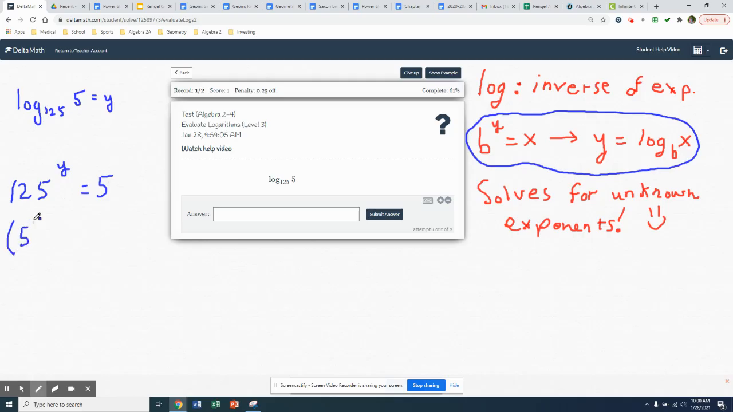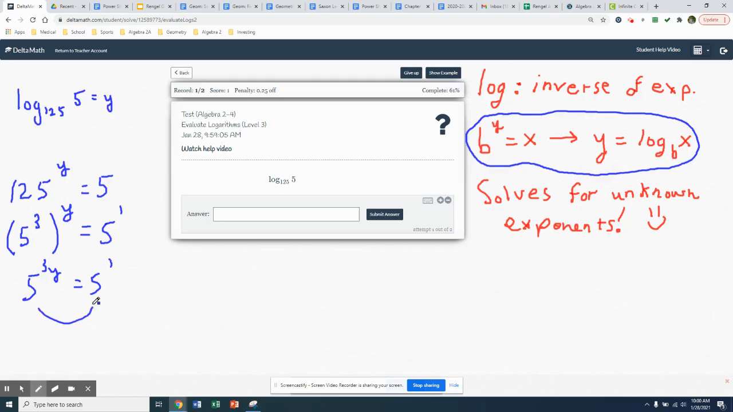So then I would have 5 to the third, to the 2y equals 5. And remember, that would be a 1 right there. Then power to a power, this would be 5 to the 3y equals 5 to the 1.